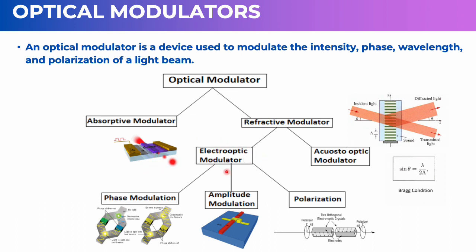Coming to the electro-optic modulator, they allow for a controlled manipulation of light using electrical signals, so we can vary the phase, amplitude, or polarization of light by changing the electric signals associated with it.